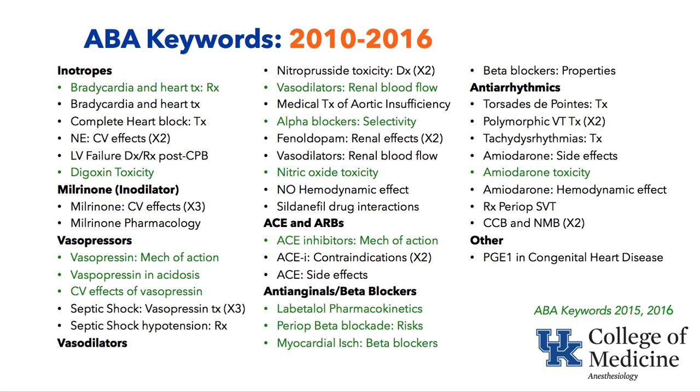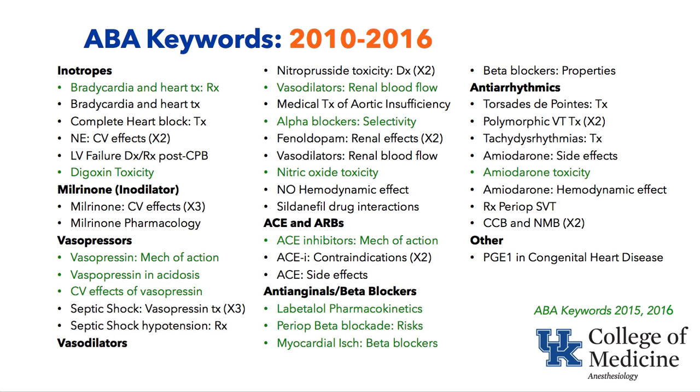So let's look back at our ABA keywords 2010 to 2016 and see what we learned. Inotropes, bradycardia, and heart transplant. Remember, the beta receptors are still present on a transplanted denervated heart, and they will respond to beta agonism. Drugs like epinephrine, if the patient is bradycardic and hypotensive. Dobutamine can be used, isoproterenol can be used, but epinephrine if they're hypotensive also. Norepinephrine is going to cause vasoconstriction mainly through the alpha receptor.